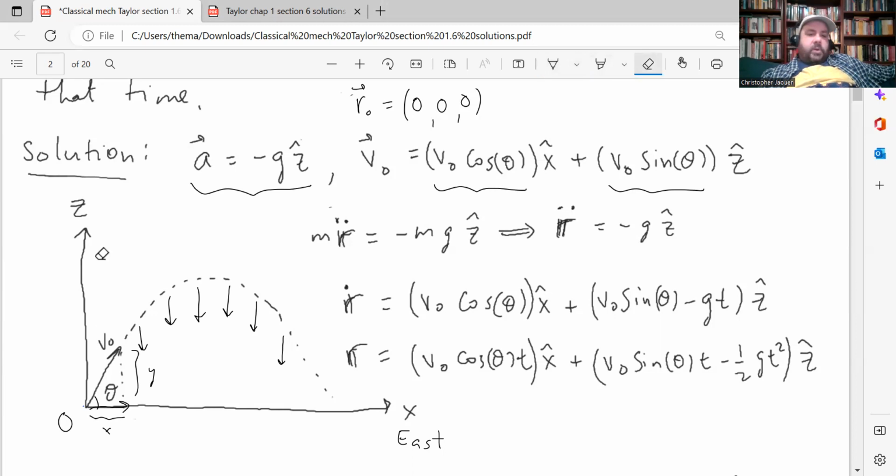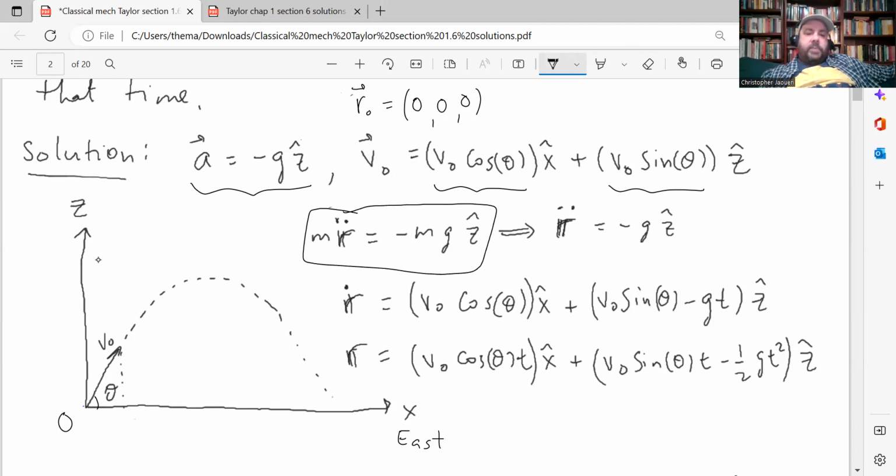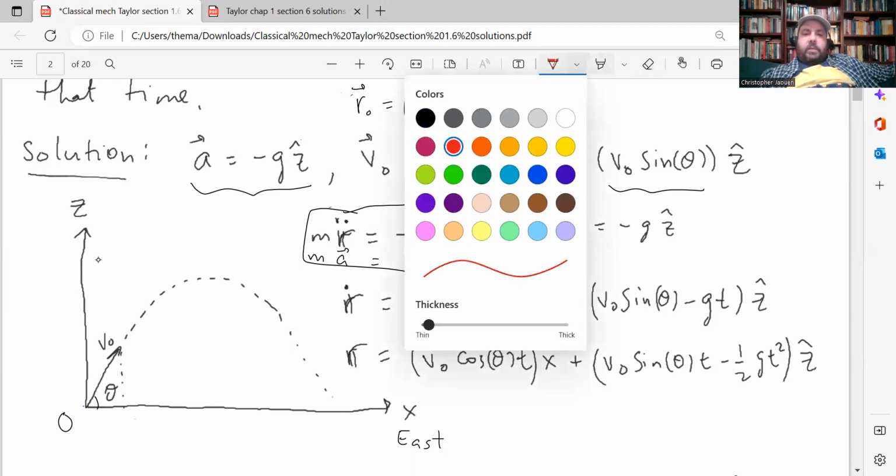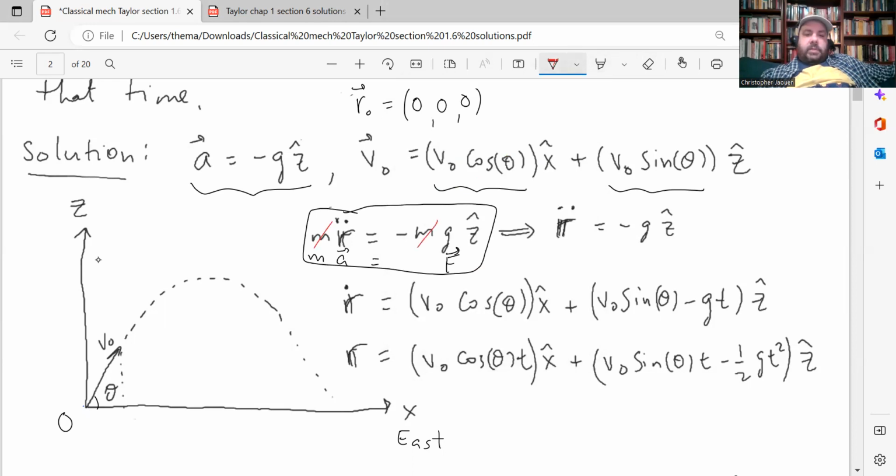All right, and then we set up our differential equation with Newton's second law. So Newton's second law tells us this: F equals ma. This is F here. This is ma. We notice here that we can divide out by m just to get a simpler differential equation, which is this. The second time derivative of the position, or the acceleration, is equal to negative g z hat, which is what we already said here.